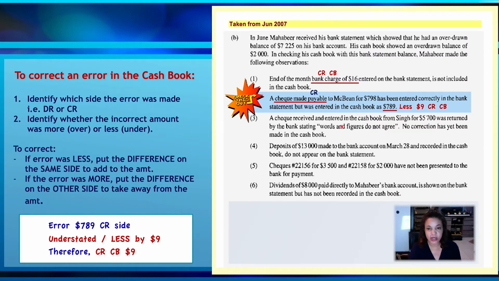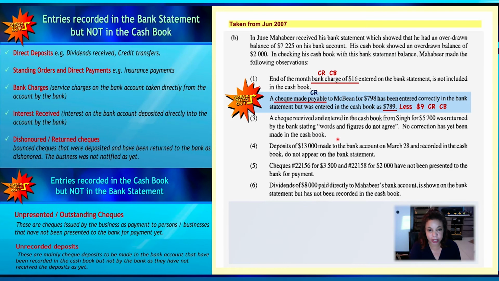All right, so let's go quickly through the rest because it's real nice and easy. Remember, these things are just stated in words for you. They're telling you what is missing. So check was returned, no correction made in the cash book. So this is going into the cash book. So we're back to the cash book again on these 5 items, and this will be a dishonored check. Dishonored checks usually go on the credit side. That is what you're accustomed to.